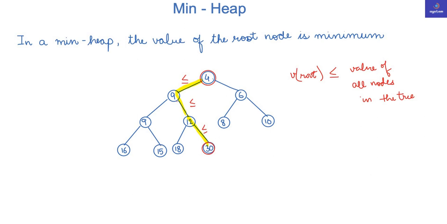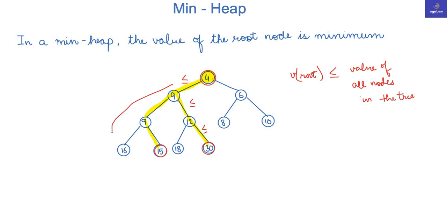So if we take any other node, for example, if we take this node and we look at the path connecting the root node and this node, then also the values of the nodes from the root till that node will keep increasing. On that path as well, the value of the root node would be the minimum. Since this is true for all nodes, the value of the root node would be the minimum. So this is true for the entire tree, but this is also true for any subtree.